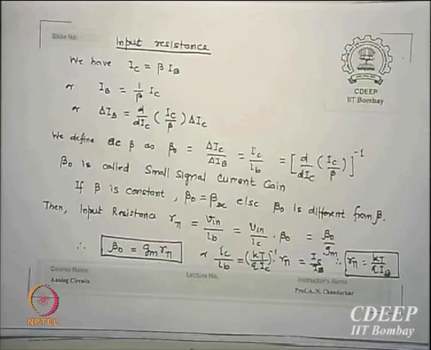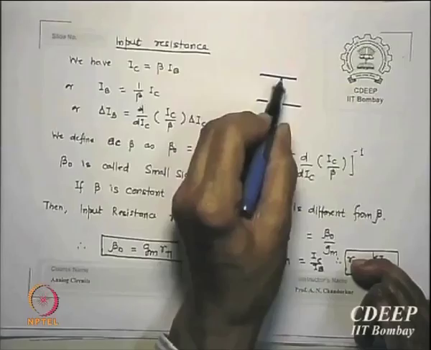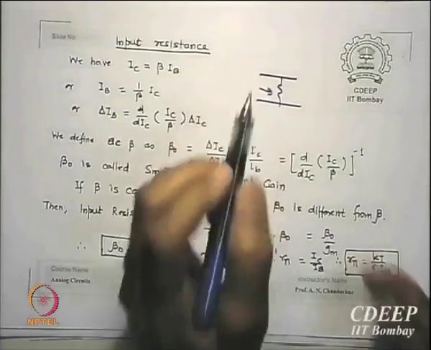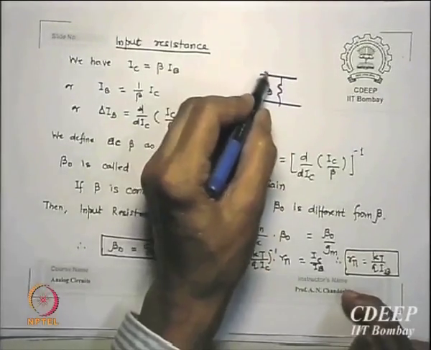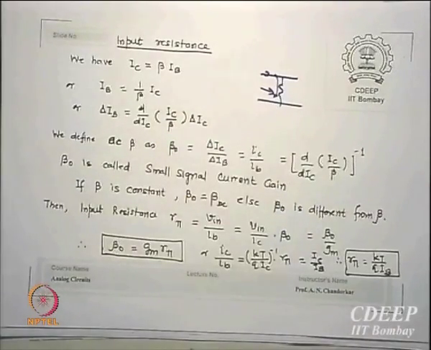I am also interested in looking at, between base and emitter, what is the resistance offered. The same logic will go. If the resistance is very small, what will happen? By the same logic, if this resistance is very, very small, any signal going from here will be shorted out. Nothing will go into the circuit. Is that correct?